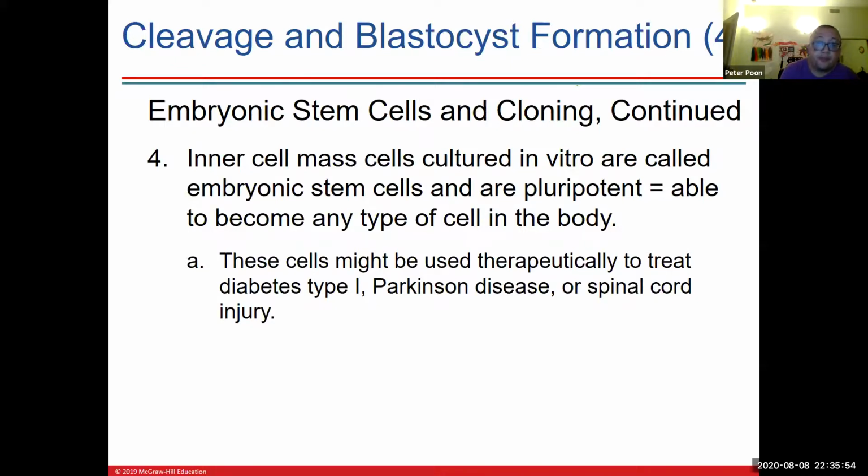Okay. Inner cell mass cells, cultured in vitro, called embryonic stem cells, are pluripotent. Pluripotent can become any single cell in the body. It cannot become a placenta cell and stuff. These cells might be used therapeutically to treat type 1 diabetes, Parkinson's disease, spinal cord injury, because again, these things can turn into beta cells, neurons and stuff.